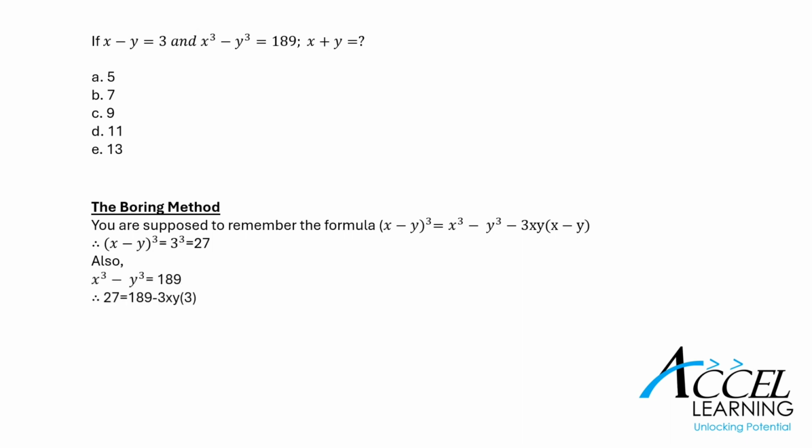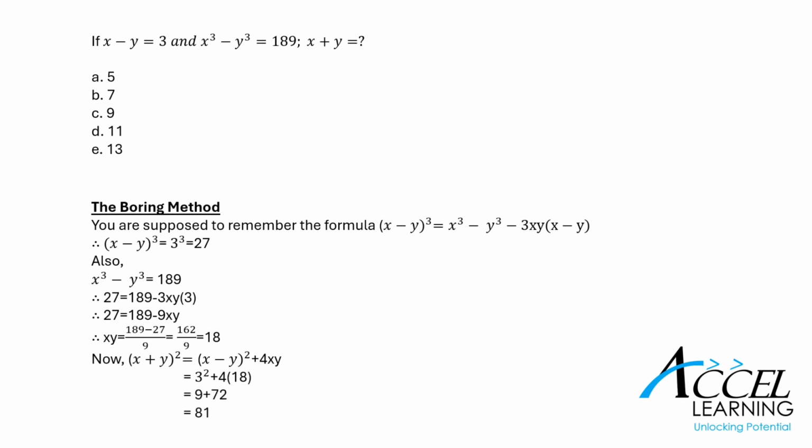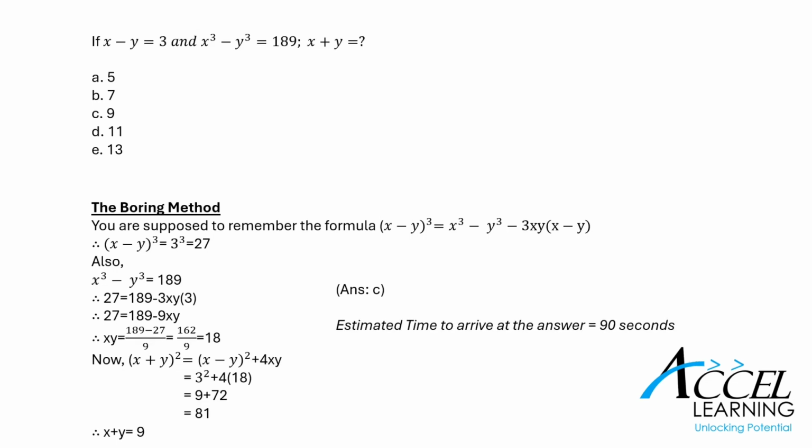That is 27 equals 189 minus 3xy times 3. 27 equals 189 minus 9xy. That is xy equals (189 minus 27) over 9 equals 162 over 9 equals 18. Now, x plus y squared equals x minus y squared plus 4xy equals 3 squared plus 4 times 18 equals 9 plus 72 equals 81. Therefore, x plus y equals 9. And the answer is letter C. Estimated time to arrive at the answer is 90 seconds.